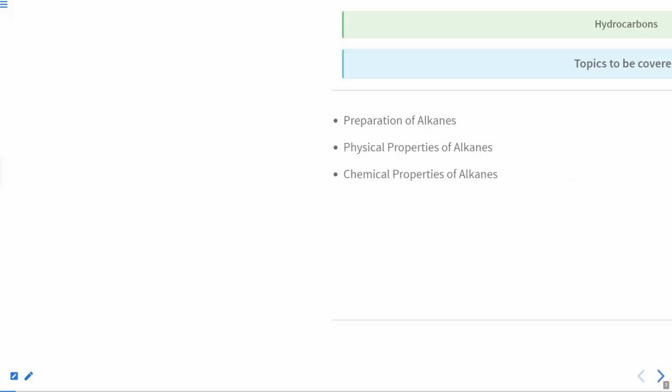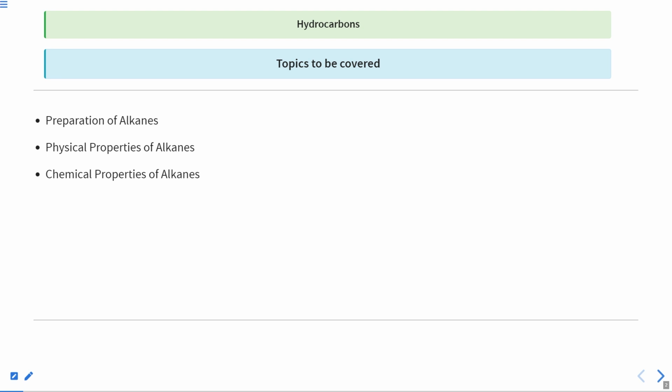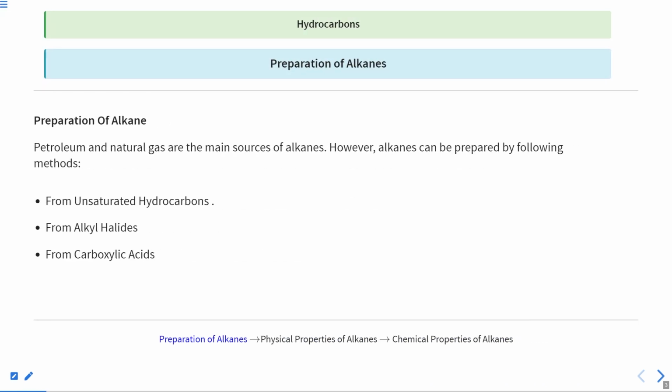Today we'll start hydrocarbons. Starting with hydrocarbons, first we will see the preparation of alkanes, then the physical properties of alkanes, and then the chemical properties of alkanes.